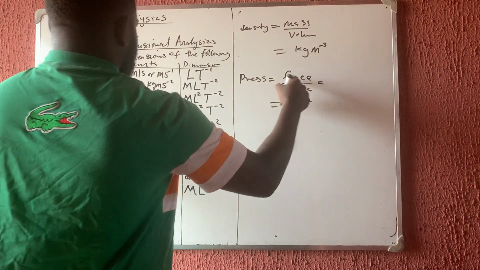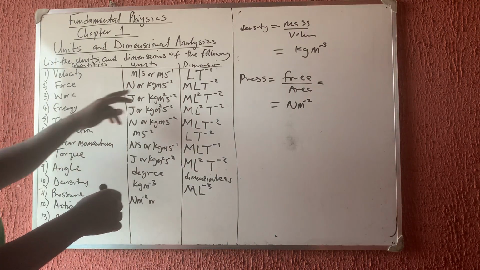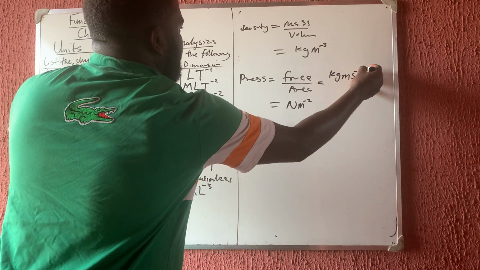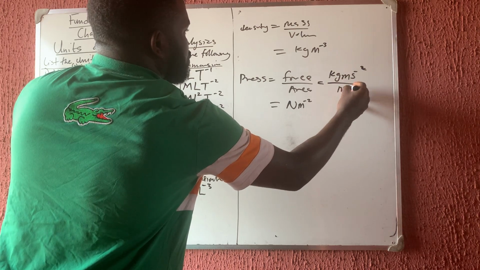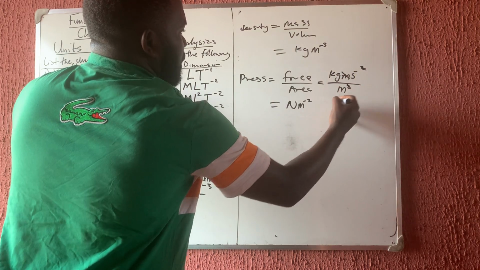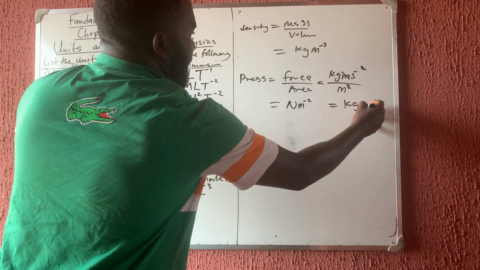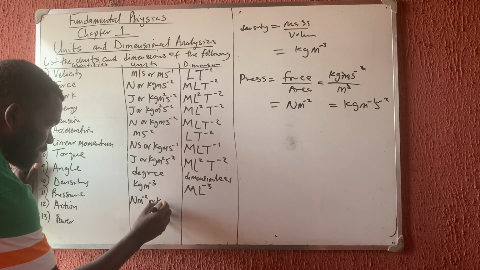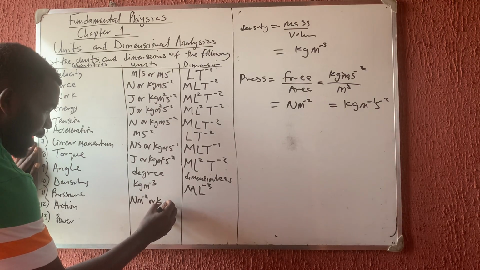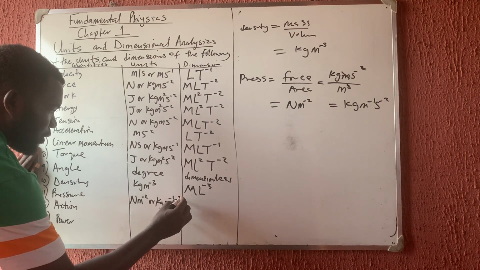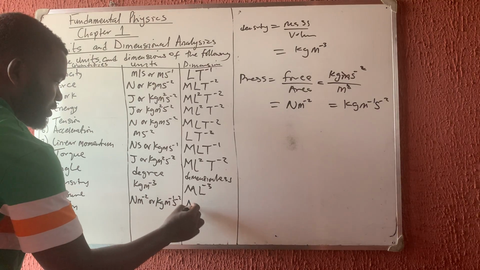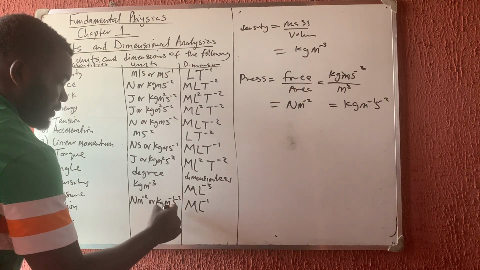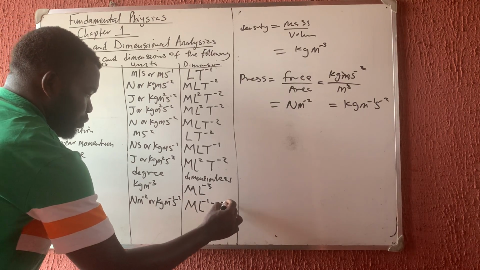Or it can equally be measured in, don't forget that force gave us kg m s minus 2, now divided by another m squared. So this one cancels one of these. So I'm having kg m minus 1 s minus 2. So it can equally be measured in kg m minus 1 s minus 2. So if you now convert it, kg gave us M, m gave us L, you put the minus 1, then seconds gave us time, you put the minus 2.